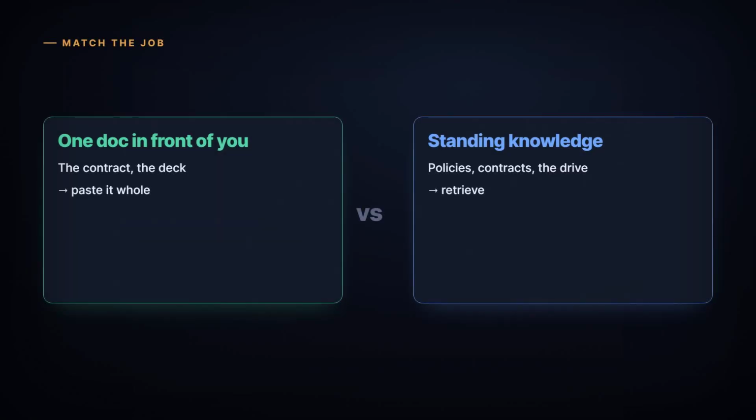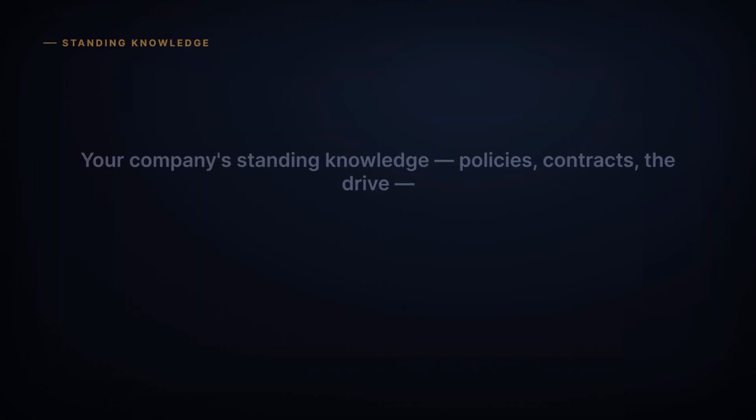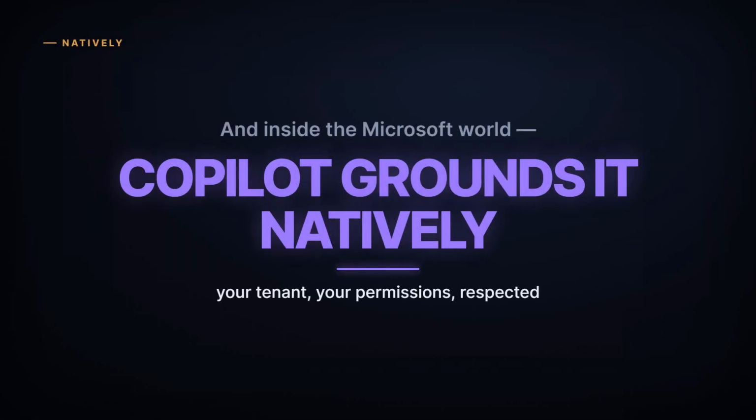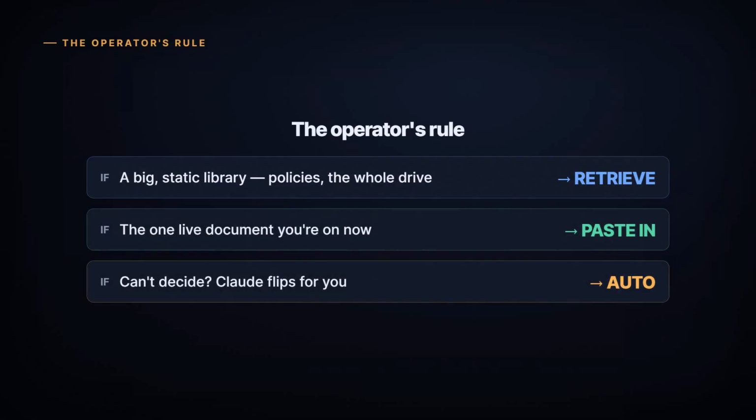If the job is the one document open in front of you, the contract you're redlining, the deck you're finishing, hand the model the whole thing and let long context do its simple, powerful work. If the job is your company's standing knowledge, the hundreds of policies, the years of contracts, the whole shared drive you'll interrogate again and again, you want retrieval. And inside the Microsoft world, Copilot gives you that grounding natively, on your own tenant, with your permissions already respected. Big static library, retrieve. Single live document, paste it in.